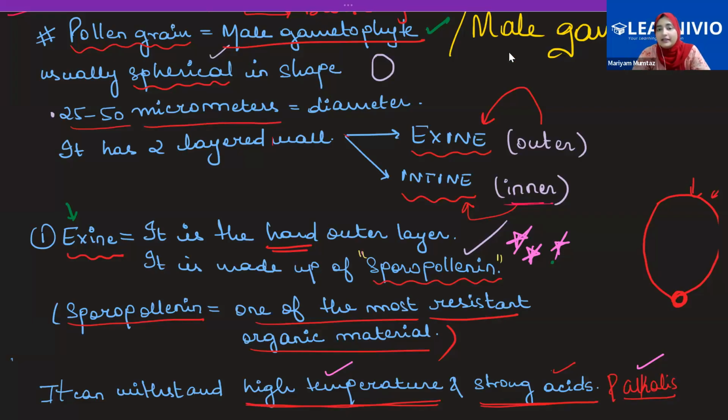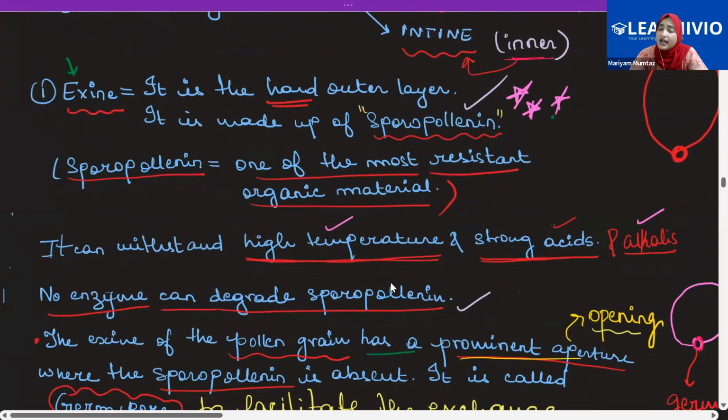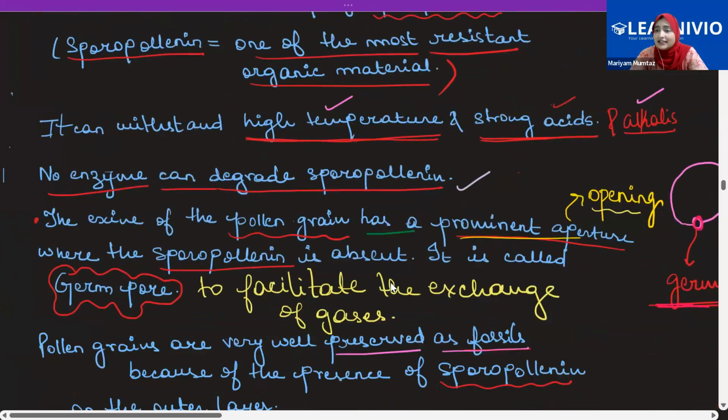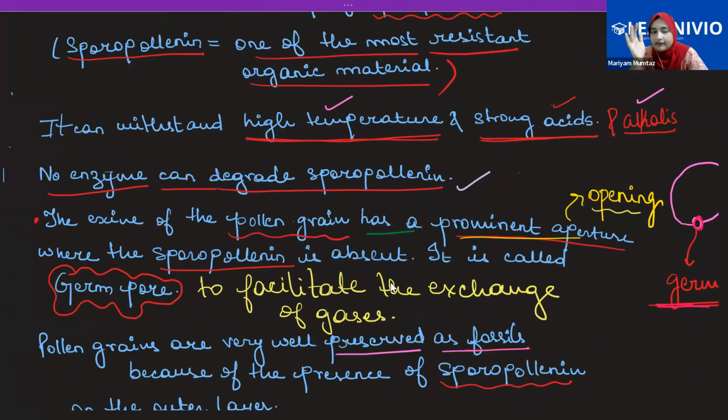Basically, a tough layer will be present in order to protect it from the harsh environment. Because this is the male gamete, it has to be protected very much. So that is why exine is the hard outer layer and it is made up of sporopollenin. Why? Because sporopollenin can withstand high temperature, acid, and alkali; it cannot be degraded. So the pollen grain will be safe.